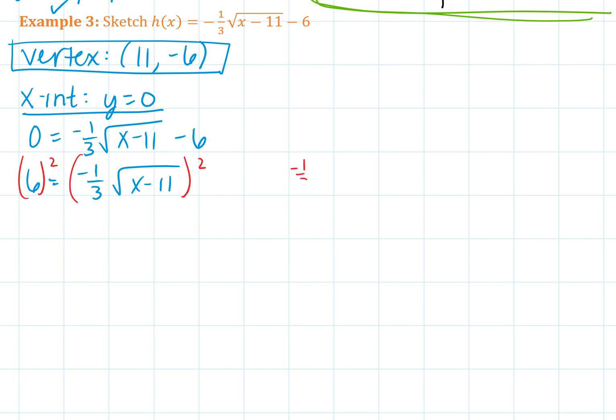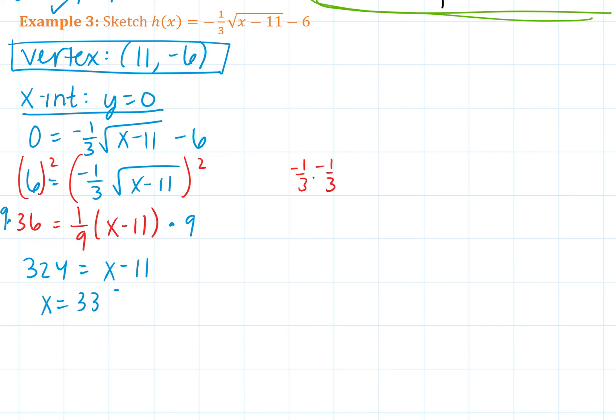Off to the side, maybe I'm squaring the negative 1/3. Oh yeah, that'll just give me positive 1/9. I can get rid of that 1/9 in two ways. I can multiply both sides by 9, or I could divide both sides by negative 1/9. Look at 324 is x minus 11. We add 11 to both sides.